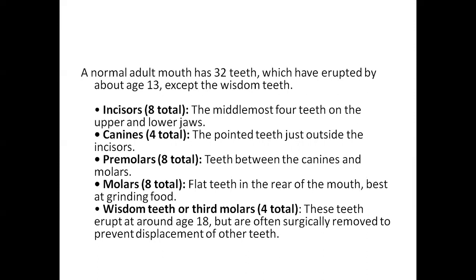And then we have the molars, total of 8. These are the flat teeth in the rear of the mouth, best at grinding food. Then we have the wisdom teeth, or the third molars, another total of 4. These teeth erupt around 18 years, but they are often surgically removed to prevent displacement of the other teeth. So by the age of 18, we should have about 32 teeth in all.